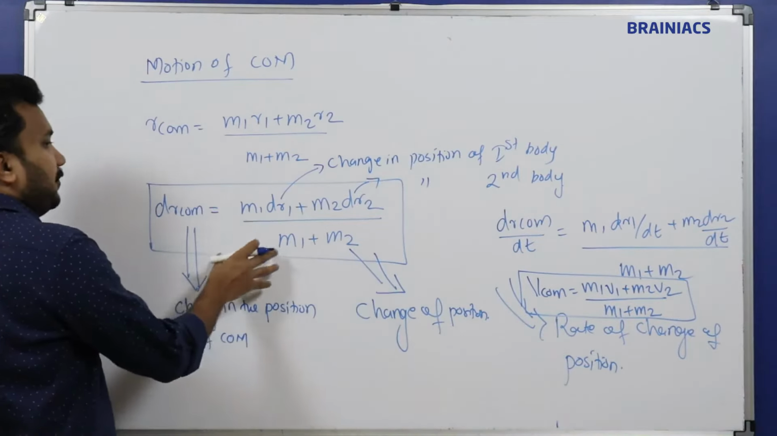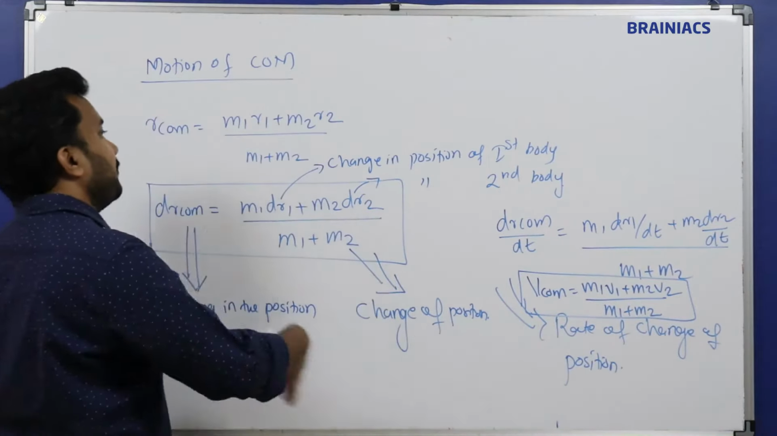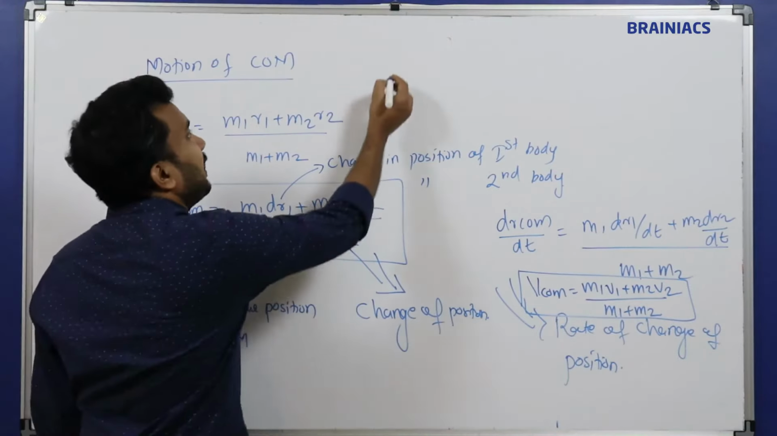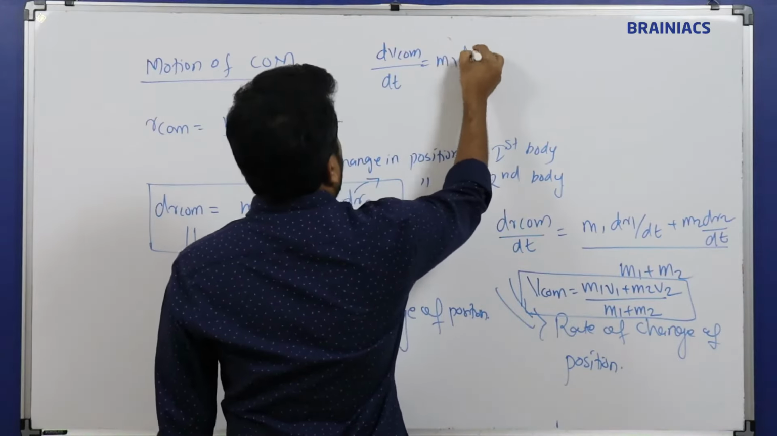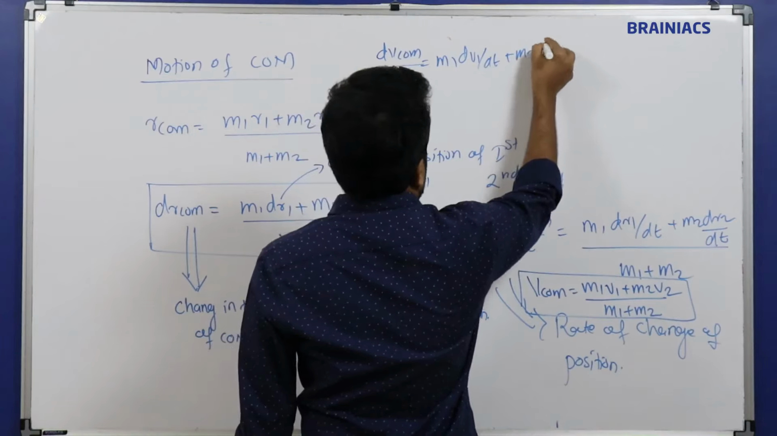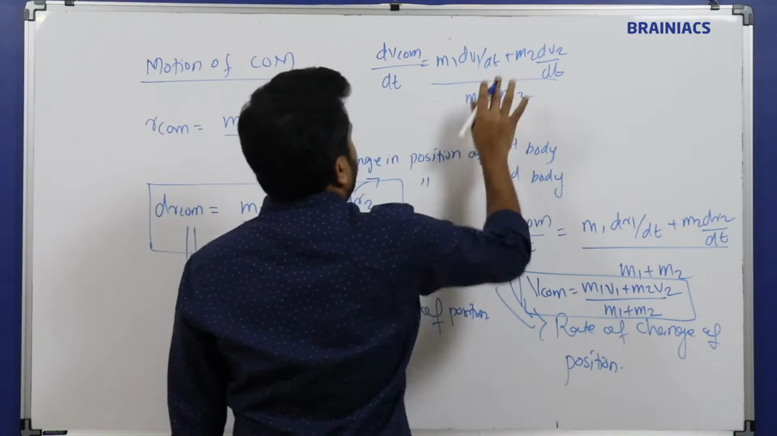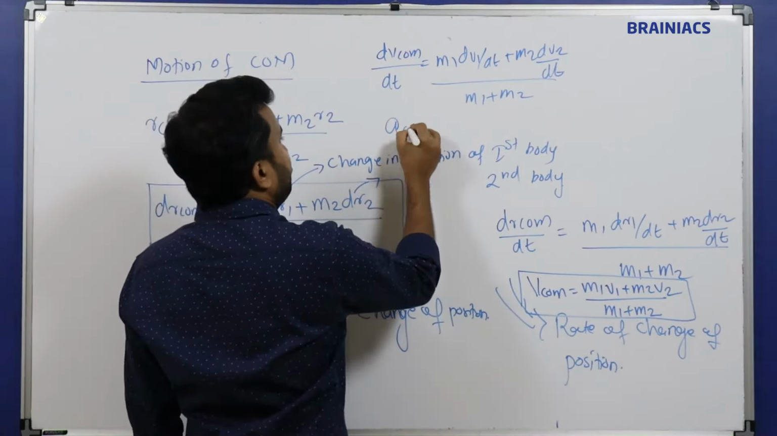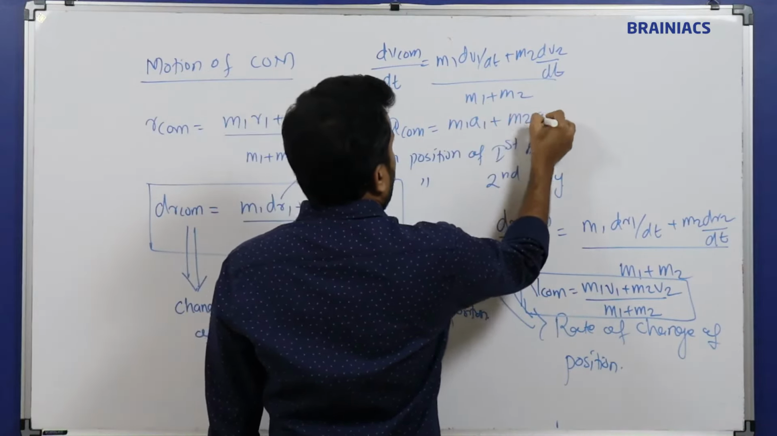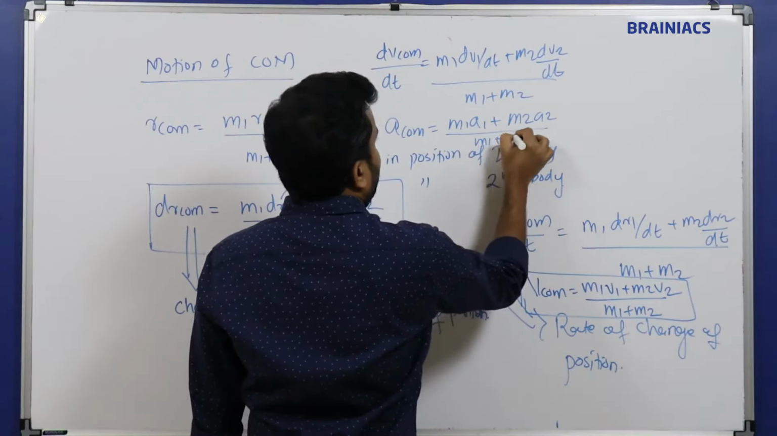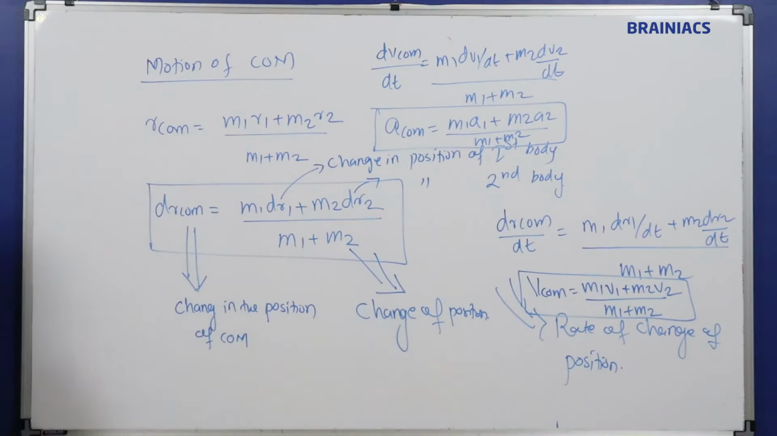So we have a position formula, a position change formula, and a velocity formula. Now I will do one more thing. If I differentiate velocity, what will I get? dvCOM divided by dt is equal to m1 dv1 by dt plus m2 dv2 by dt, whole divided by m1 plus m2. So what is the final formula? This is the acceleration of the center of mass: m1 a1 plus m2 a2 divided by m1 plus m2. This is the acceleration of the center of mass point.